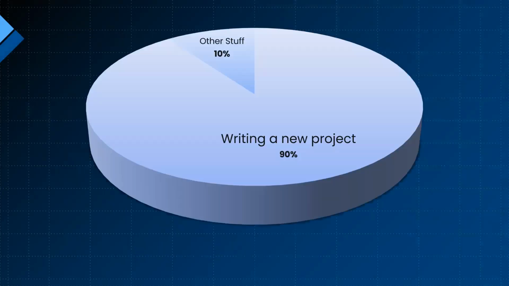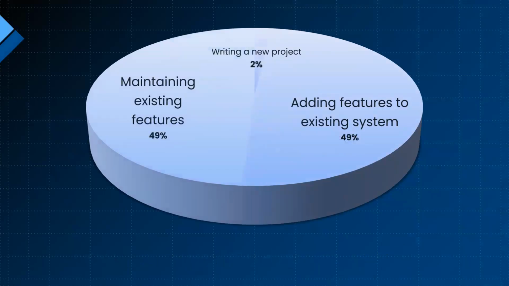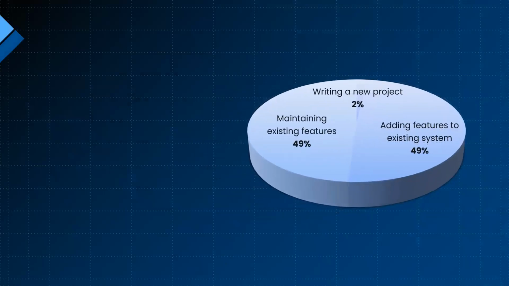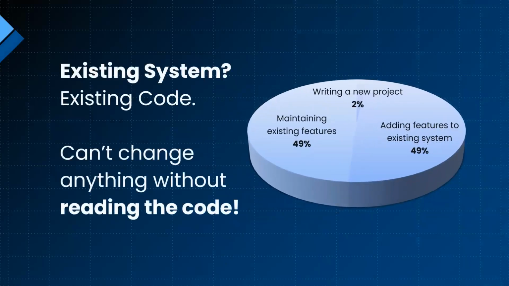So a lot of us might think that this is what coding is like. You get some new project and you're just hacking away most of the time, but it's not realistic at all. Most of your work is going to be done on existing systems, whether that's maintaining existing features or adding new features to an existing code base. And what that means is if you're working with an existing system, you're going to have to change existing code. If you have to change existing code, then you have to read it. There's no way around that.